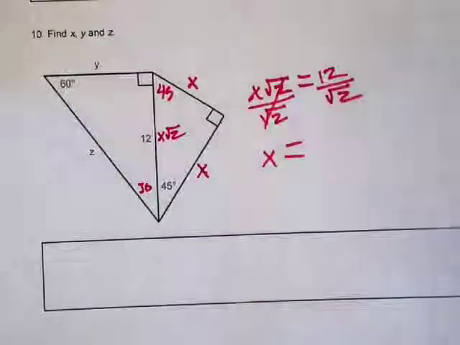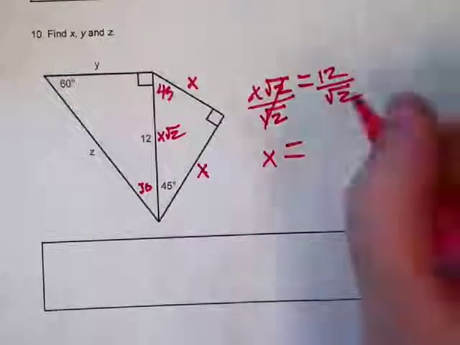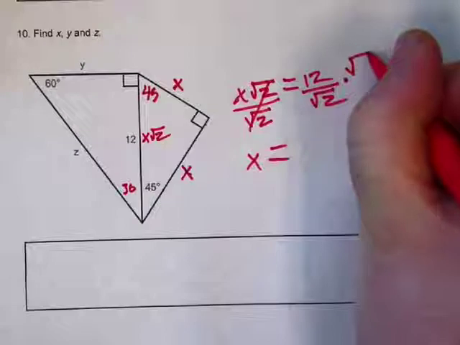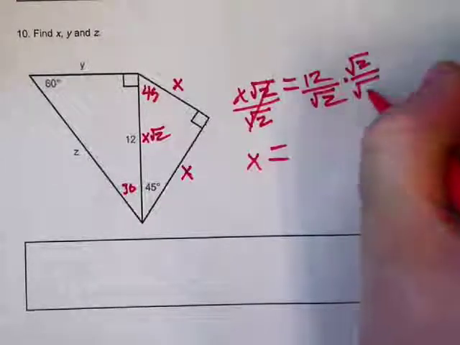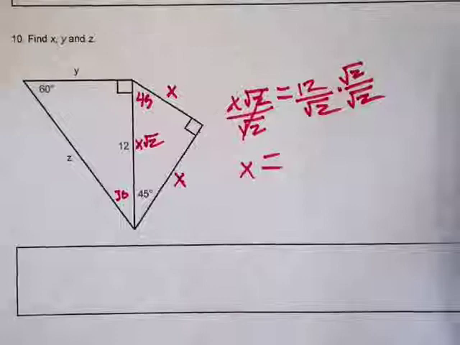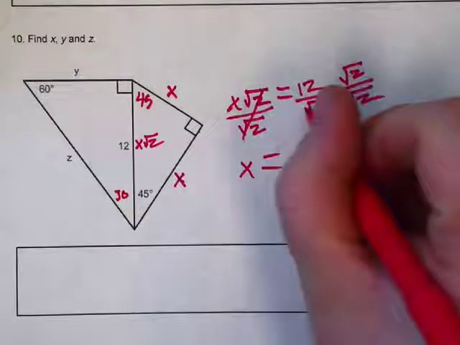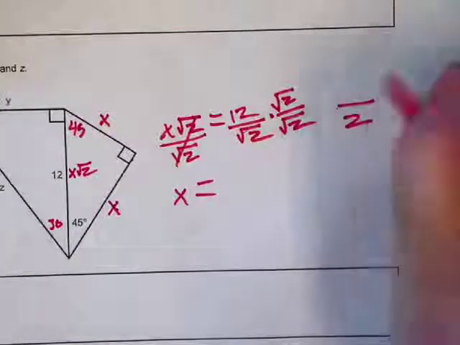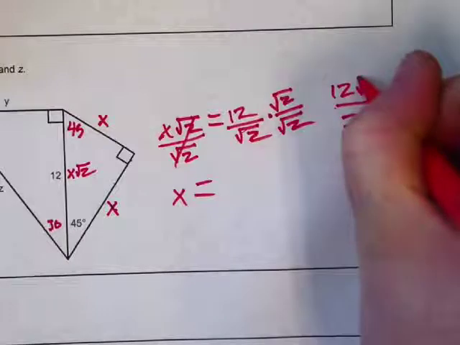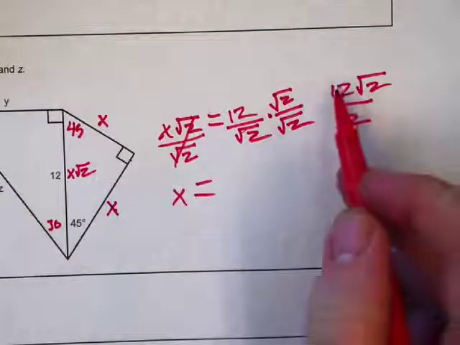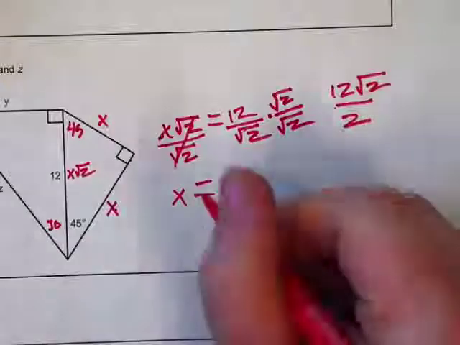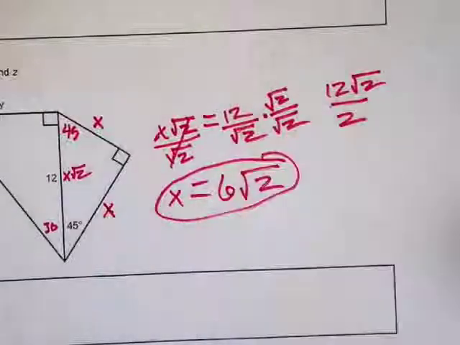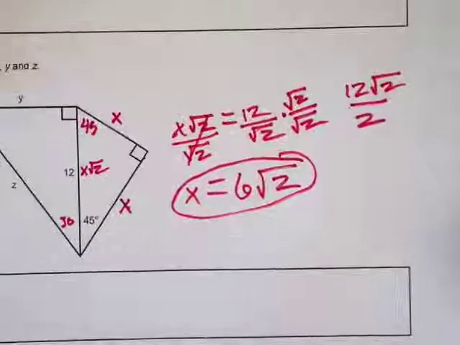Well, we don't like square roots in the denominator. We can't simplify that any, but we don't like square roots in the denominator. So we're going to multiply both the top and the bottom times square root of 2 over the square root of 2. Same thing as just timesing it by 1. Square root of 2 times the square root of 2 is just 2. And that's 12 times the square root of 2. Okay, now we can do 12 divided by 2, and that gives us 6 times the square root of 2. Okay, so now we have one of them. We know what x is.